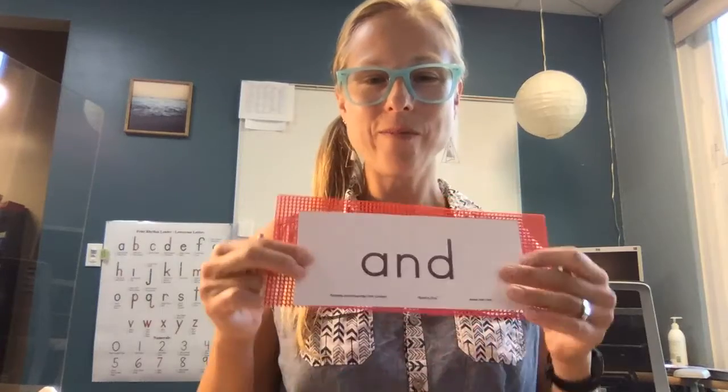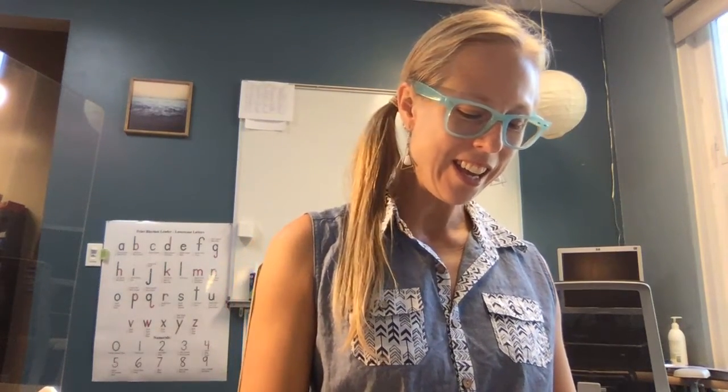So let's learn how to spell and. All right, we need a red crayon and the bumpy screen with your word on top. We'll set it down, trace it as we say it, and then underline when we say the word. Ready, go. A, N, D, and.